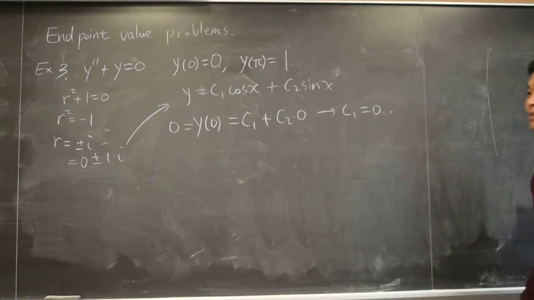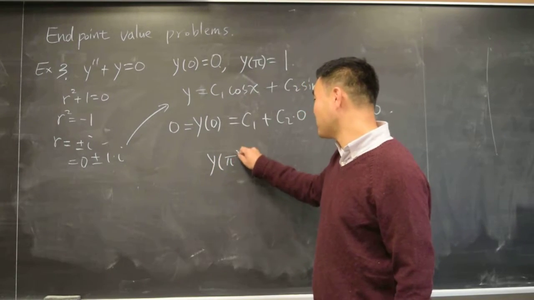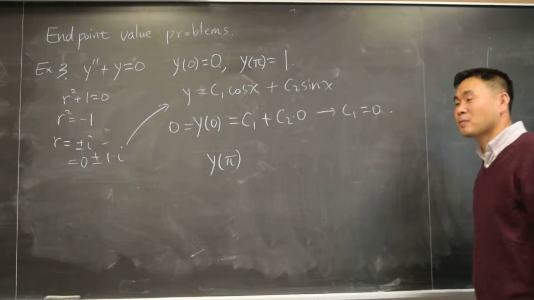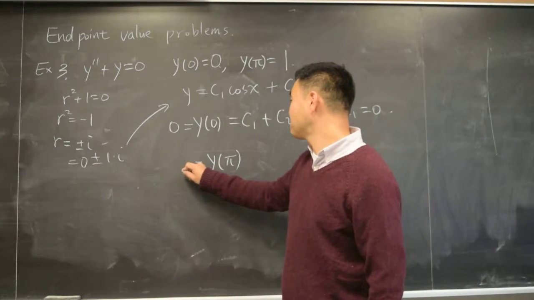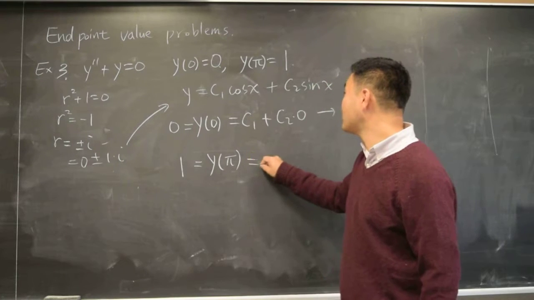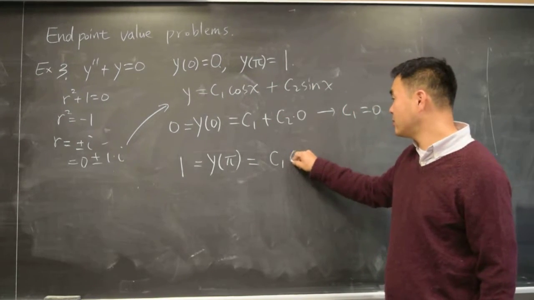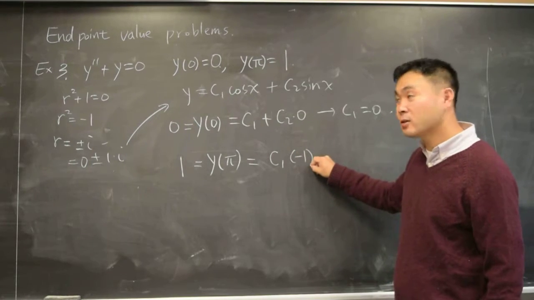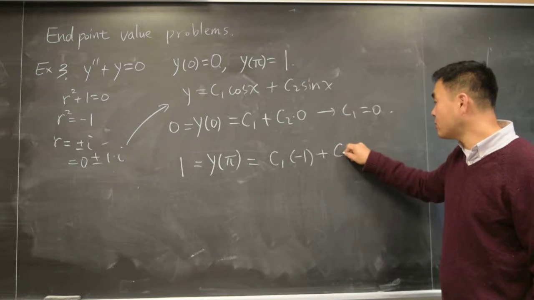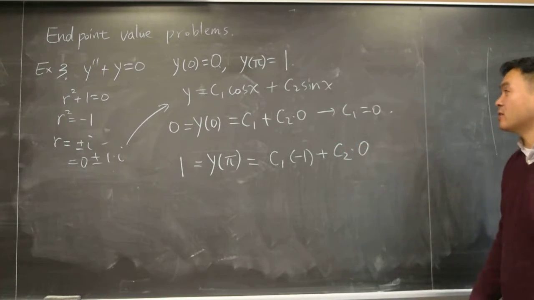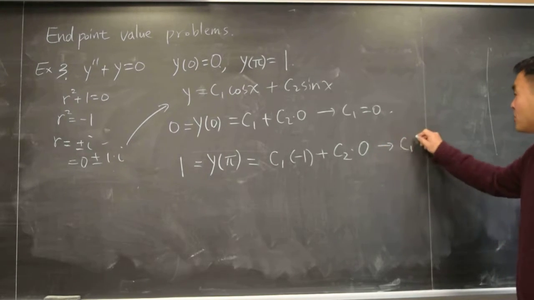All right. Now, do you see what's happening with the second one? What's y of pi? It's c1 cosine pi, and cosine pi is negative 1, right? Sine pi is 0. So what do you see? c1 also equals 1. c1 also equals negative 1.